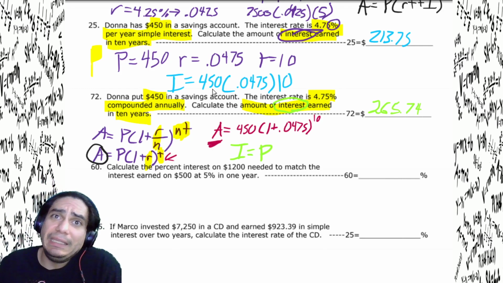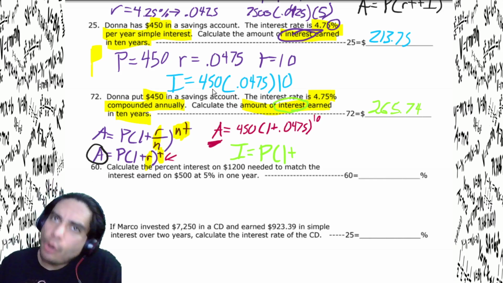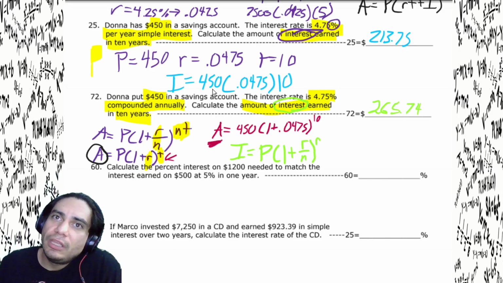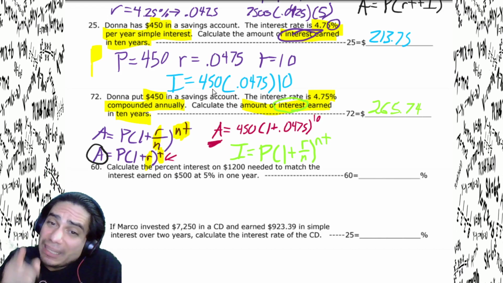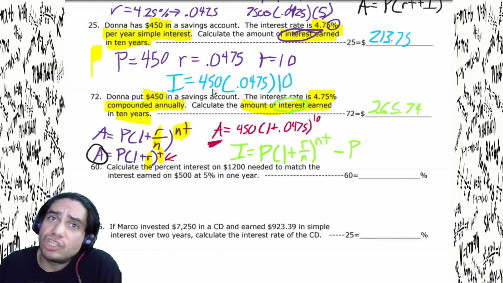We have P, and then we're going to do the same thing, 1 plus. I'm going to use the compounded n times a year formula, n to the t. But at the end of the problem, if you just want the interest, we have to subtract our initial principal.